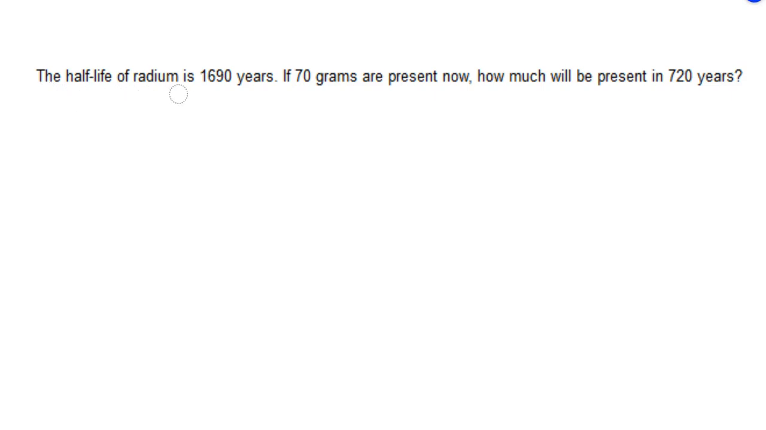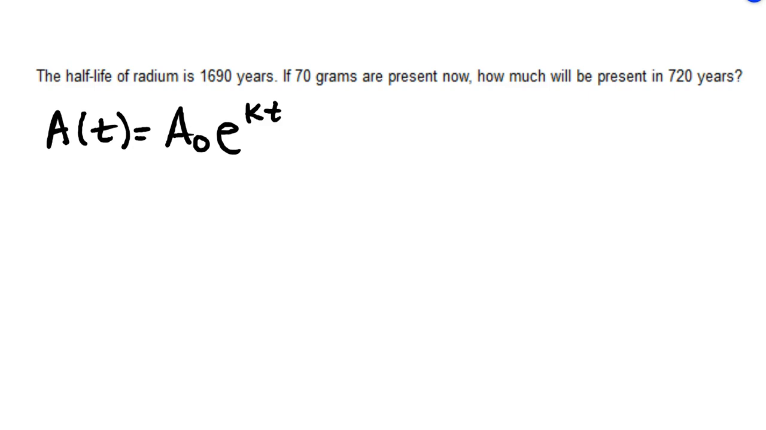The half-life of radium is 1,690 years. If 70 grams are present now, how much will be present in 720 years? This question is going to use the exponential decay model, A of t equals A naught e to the kt.